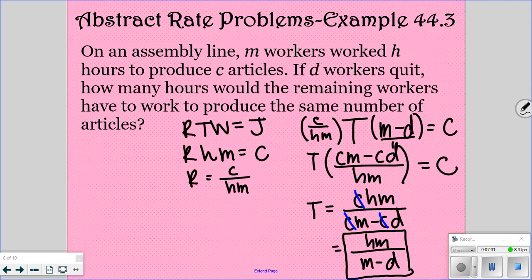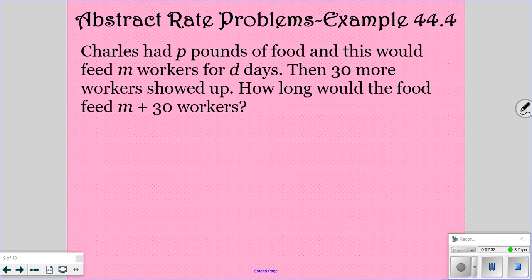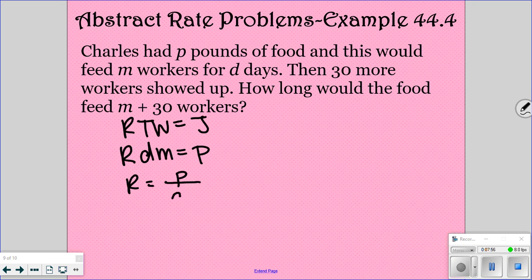Okay, we're going to look at one more example. Charles had P pounds of food, and this would feed M workers for D days. So again, we're going to use RTW equals J. We don't know our rate. D is our time. M is our workers. So that means that the P has to be the job. We're eating food. That's our job here for the workers. So our rate would be P over DM. How long would that food last?